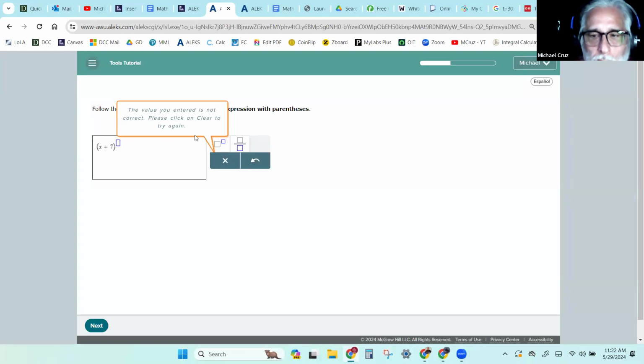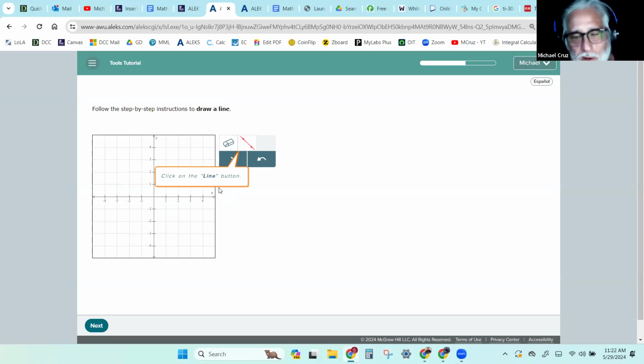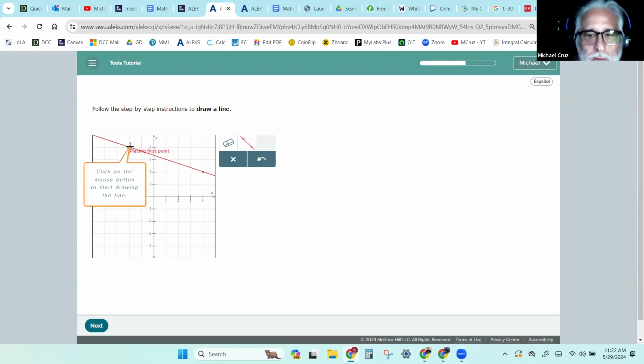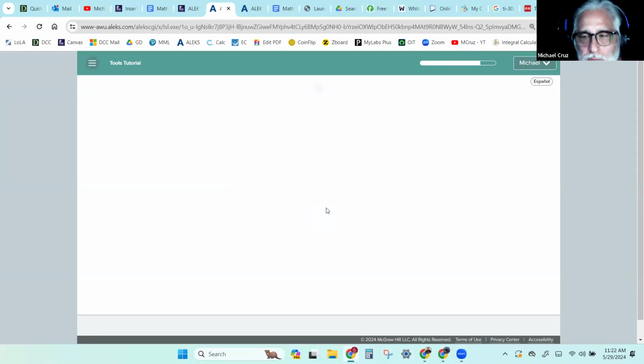Well, anyway, I can't remember what that was. I'm just going to leave this one. But anyway, that was all. It was just showing you how to do the exponent thing. And this is the line tool, so connect dots. And that's pretty much it.